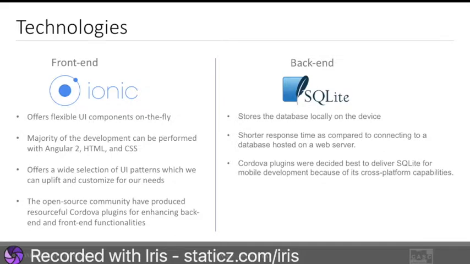These are the technologies that we use for our application. So for the front end, we used Ionic to develop a hybrid mobile application. The majority of the development was done in Angular 2, a type of TypeScript, HTML, and CSS. We chose Ionic because it offers a wide selection of UI patterns. For example, it offers a menu template. As already discussed, we use SQLite as the backend for the application. This gives a shorter response time as opposed to connecting to a web server. We use Cordova plugins in conjunction with SQLite because it's cross-platform capable.